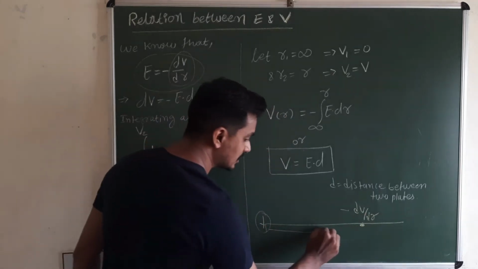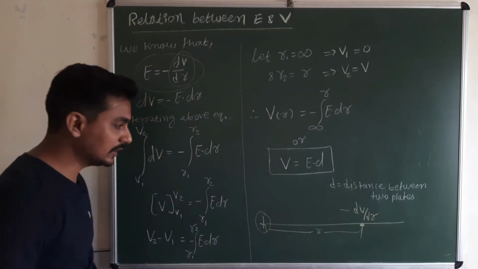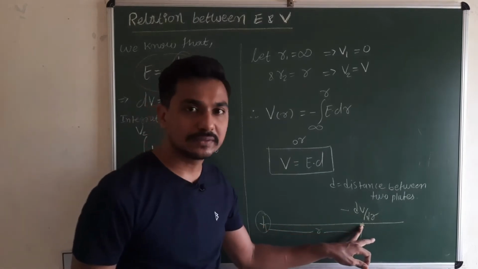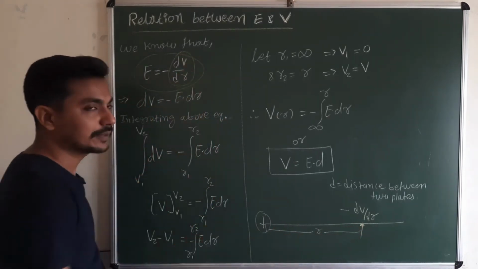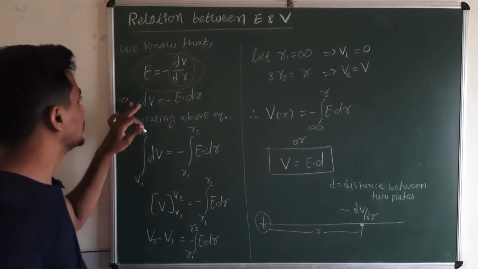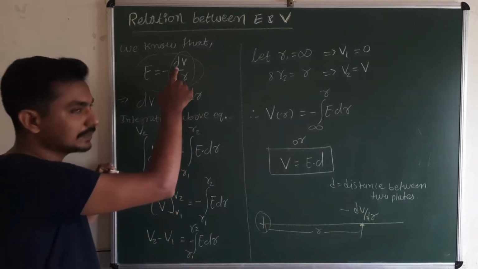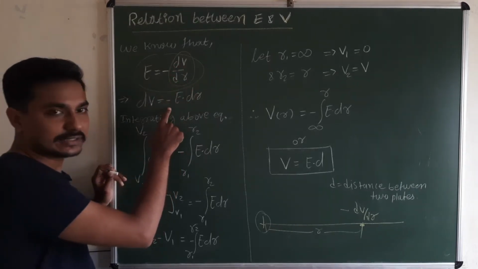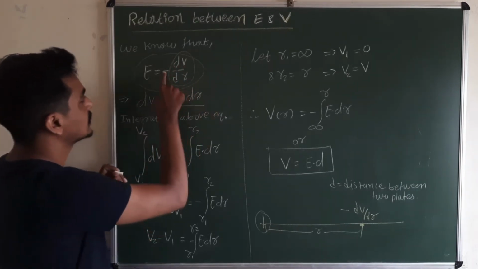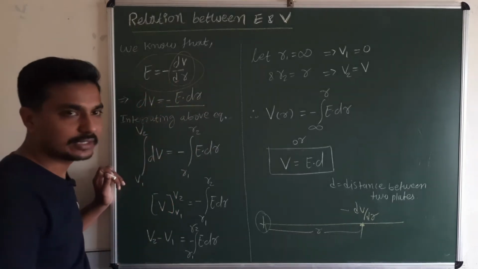So this distance is r. The electric field at any point is equal to the negative of the potential gradient at that particular point. Now, if I make dV the subject, then dV is equal to minus E dot dr.